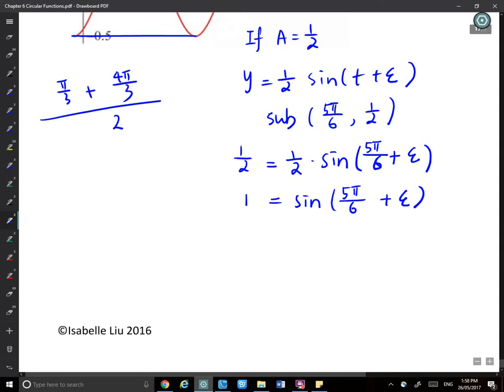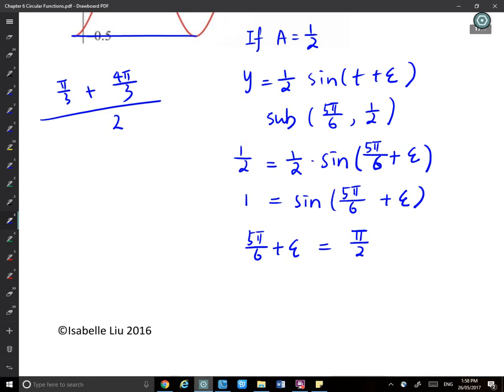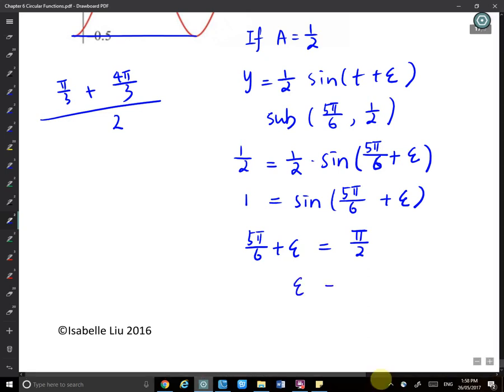Okay, sine what equals 1? Sine pi over 2 equals 1. Okay, I can say that's the thing. And epsilon will equal 3 pi over 6 minus 5 pi over 6. That equals minus 2 pi over 6, that's minus pi over 3. And that's minus pi over 3.